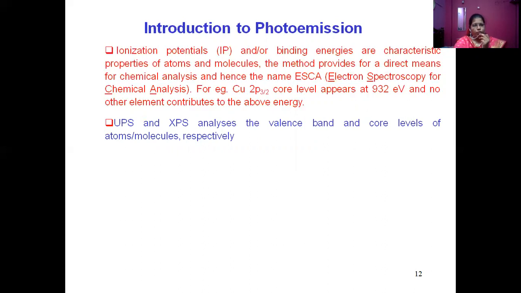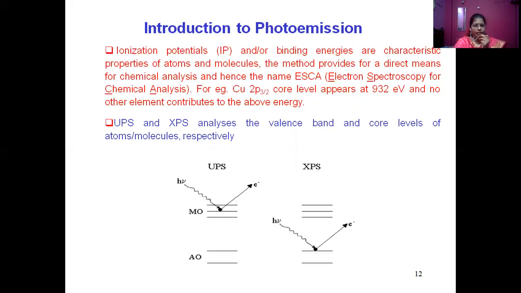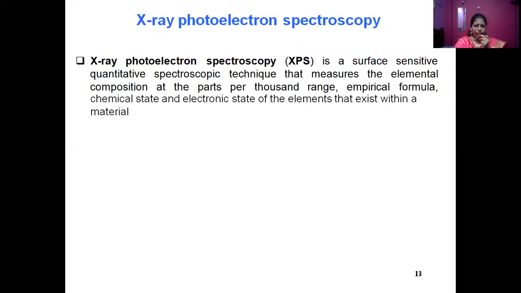So UPS and XPS analyze the valence band and core level of atoms or molecules respectively, as we can see in this figure. In the case of UPS, we can see the electron is ejected from the valence shell, and in the case of XPS, the electron is ejected from the core level.